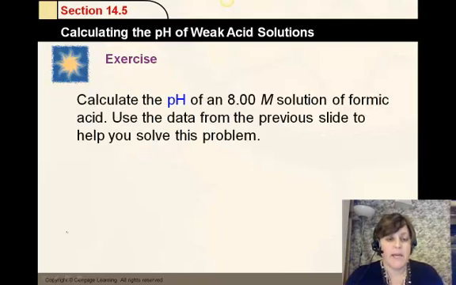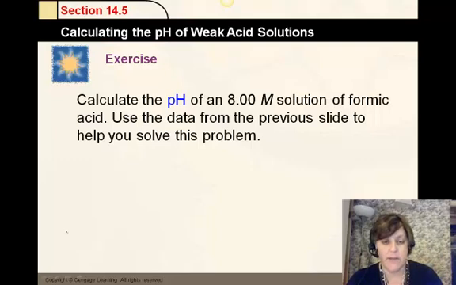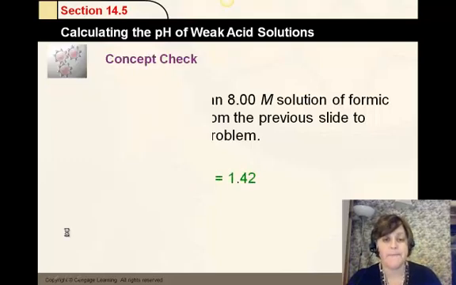Now, if I want to calculate the pH of the 8 molar solution of formic acid, how would we do that? Well, now that we know the Ka value, it's pretty easy. I'm going to figure out the value of H, which I already knew, which was 0.0376. So I take the negative log of it, and I get a pH of 1.42.